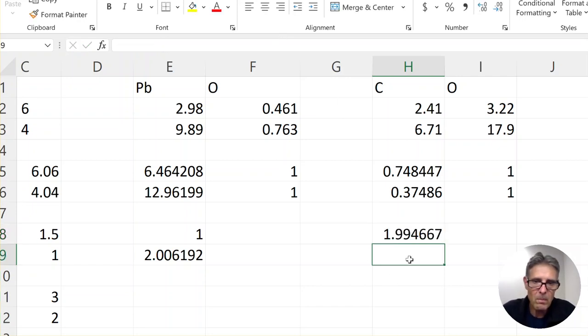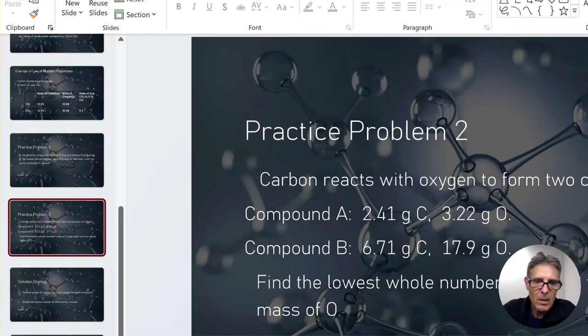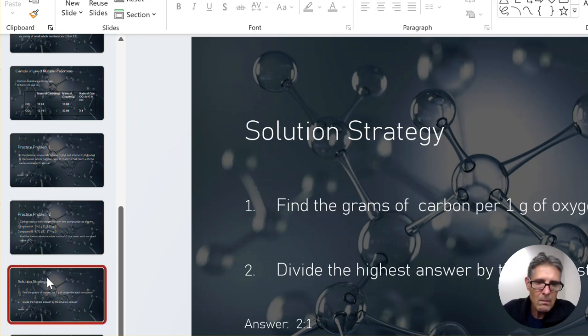So that's almost 2. And then if I divide 3.74 by 3.74, we know that's going to come up to 1. So I have a ratio of 1 to 2 at that point for our carbon. And if we go back to our PowerPoint and I want to see what my answer should be, yeah, answer 2 to 1. Right, let's do one more practice problem.